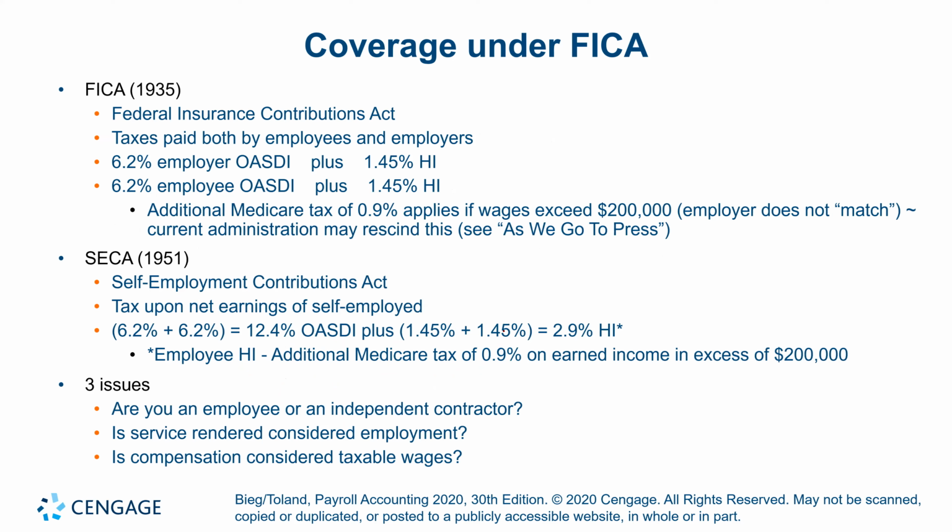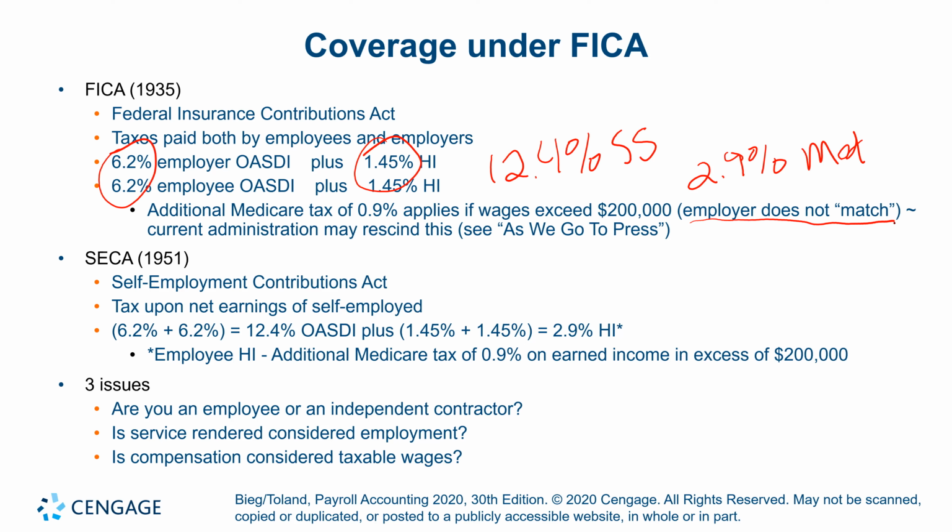So again, 12.4%, if we add these two together, 12.4% getting paid in for Social Security. And again, we add these two together, 2.9% getting paid in for Medicare, right? And like it shows here, additional Medicare tax of 0.9% applies if wages exceed 200,000, but the employer does not have to match that additional 0.9%.